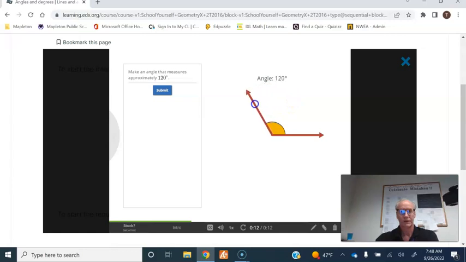Be sure you guys do this. Don't just watch me do it. It's more fun to do it yourself. Next, try making a 180-degree angle.